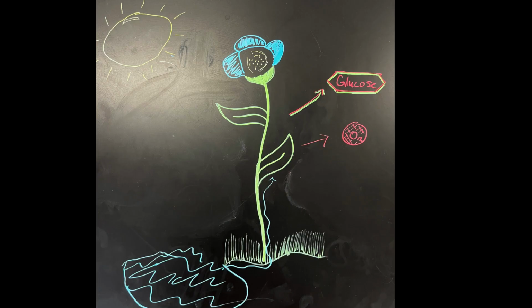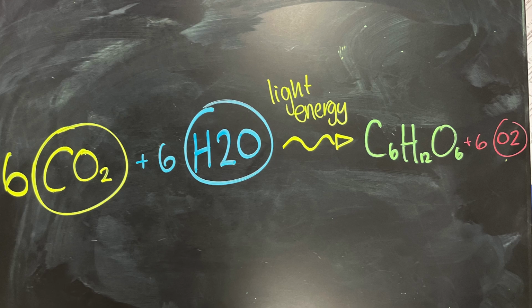And there you have it. The plant turned light energy, CO2, and water into glucose and oxygen. Here you can find the formula for the reaction. Starting with 6 CO2 and 6 water, light gives us glucose, which is C6H12O6, and 6 oxygen.